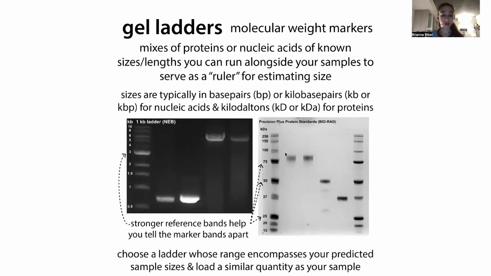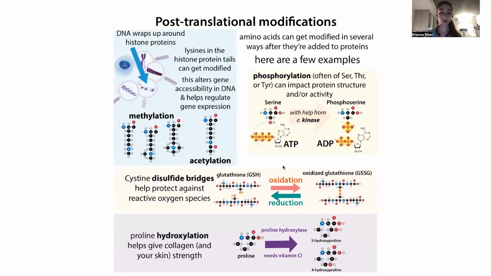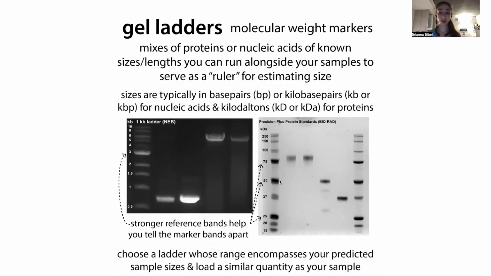Going back to our words of caution, these are not always accurate. Your protein might run a little higher or lower than you would expect for various reasons. One is that they could have post-translational modifications. So things like phosphorylation are going to add mass to that calculated molecular weight and potentially make your protein run a little bit higher up than you would think it would be.